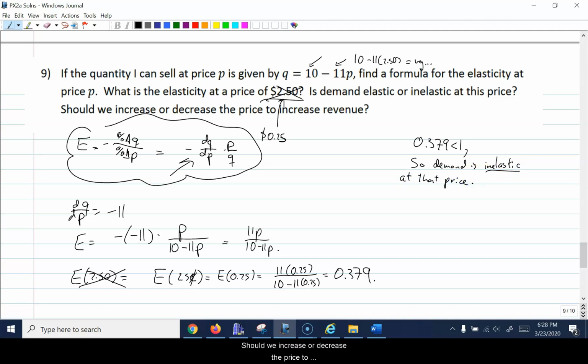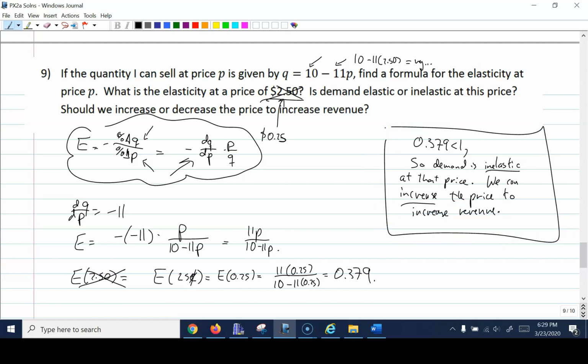Should we increase or decrease the price to increase our revenue? Okay, this I can never keep straight in my head. When you're inelastic, you've got a small fraction. The top is small, the bottom is big. A big change in price has a small change in sales. So if I jack up the price, they don't care enough about it to make it not worth it. Yeah, we should increase the price to increase revenue. Cool. There's our elasticity one.